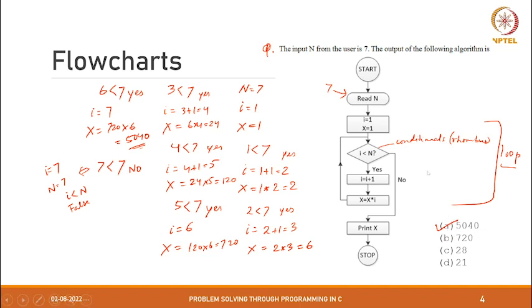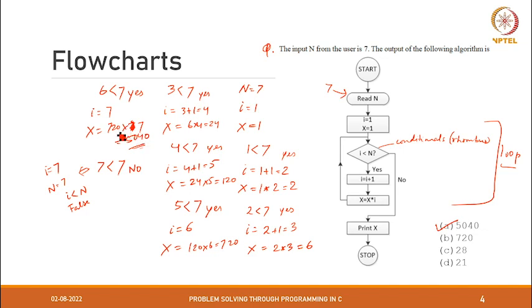Excuse me, sir. In that case, when i becomes 7, then according to the loop, previously x got the value 720, and the new value of i is 7, when 6 is less than 7. So x should be multiplied, 720 into 7. This should be 7, sorry. So the answers given are incorrect in the MCQ.